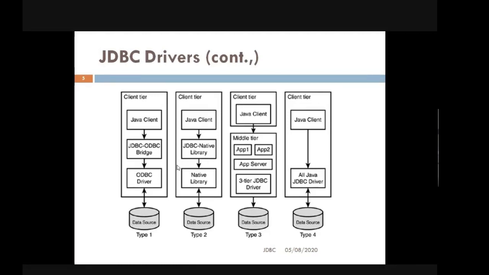Okay, so the difference between the third and fourth is that in the fourth one you have a common driver for all types of databases, whereas in the third one you will have specific drivers. The corresponding drivers will be converting the application oriented calls to the database specific calls. Whereas in type 4, for all types of databases there will be one common driver through which the calls will be converted to database specific methods.